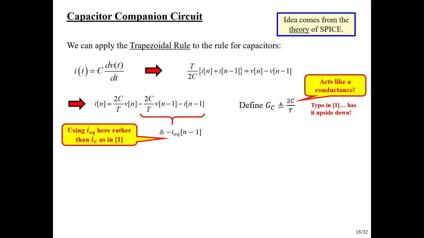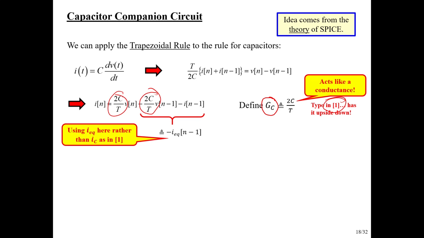I'm now going to also take this thing here and define it to be G sub C. And we can see that this acts like a conductance. That's why we're calling it G sub C. And I would like to point out that if you look in David Ye's paper, there's a typo.